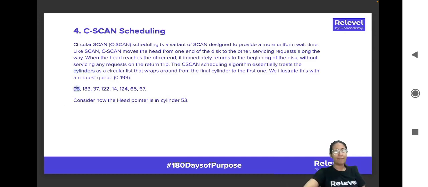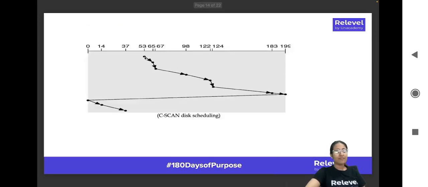Yes, let's take an example. Here we have 98, 183, 37, 122, 14, 124, 65 and 67, and the head is at 53. So if the head is at 53, it will go to 65, 67, 98, 122, 124, 183, and 199, and then simply comes back and does not process any request. And then again goes to 0 and then goes to 14.